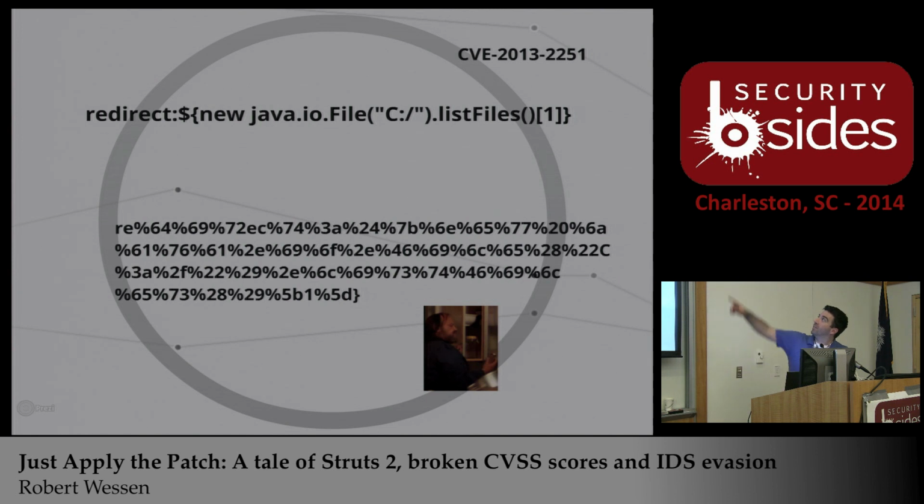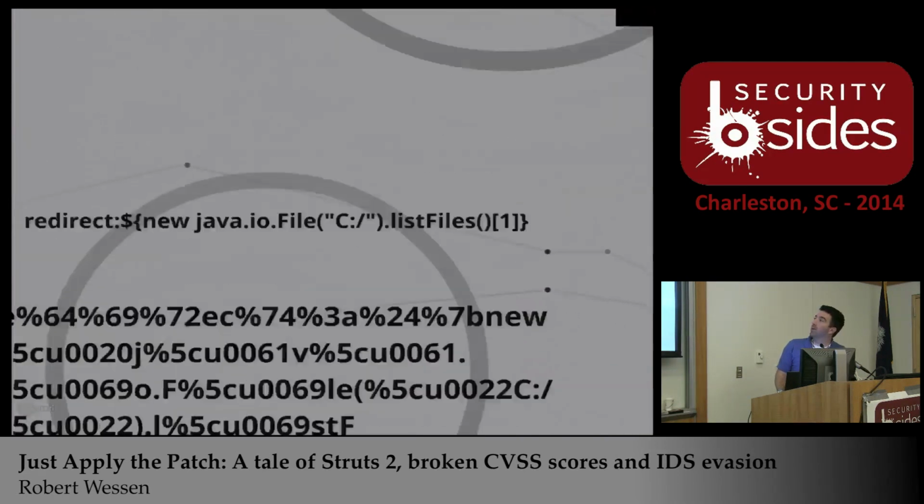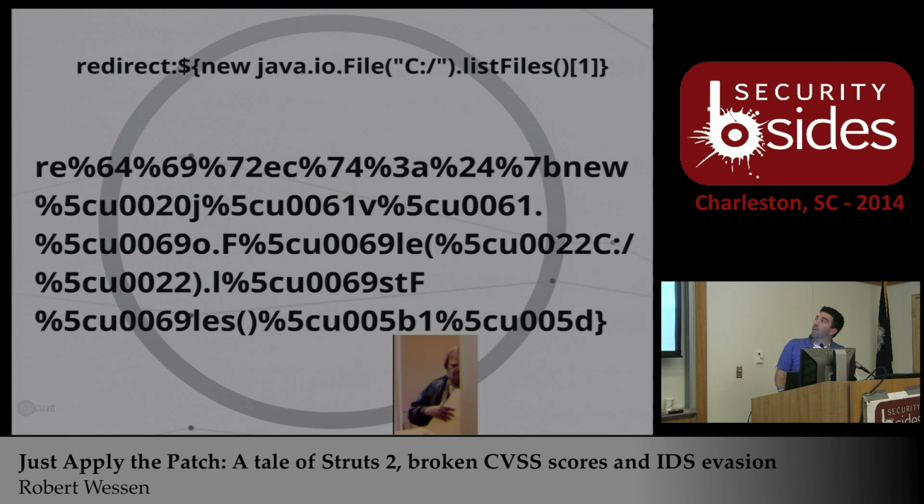So this is the same string up top. And this is just simple URL encoding. Again, nothing special. We should be able to see that. The WAF should be able to see that, no problem. Now we're going to add a little Unicode. Again, same exact string. The top and the bottom are exactly equivalent to each other when they get executed.